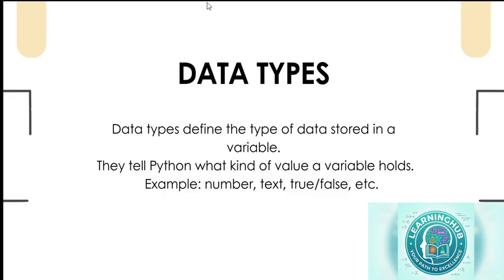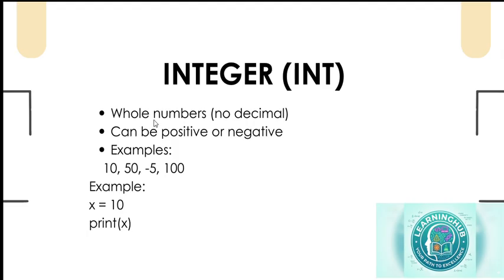Let's start with the first data type. Our first data type is integers. Integers mean whole numbers. Whole numbers, you know very well, are 0 and all counting numbers. Not decimals, they can be positive or negative. Example: 10, 50, minus 5 and 100. To write Python code, we use this type of command to give output: x = 10, print(x). It will print the value 10 that is stored in the variable x.